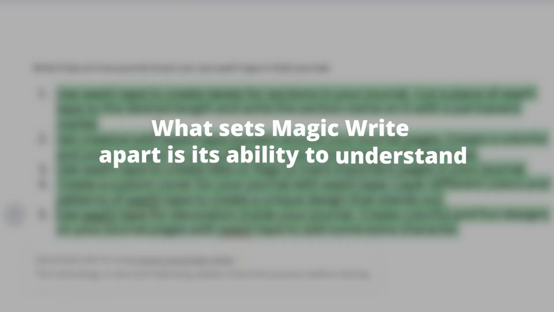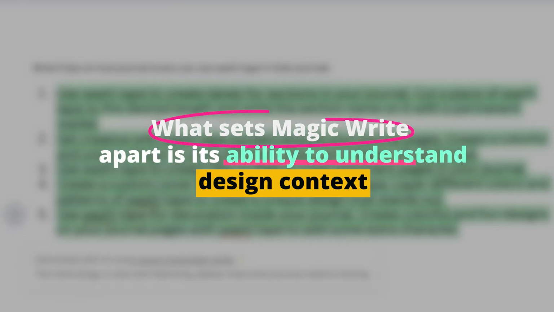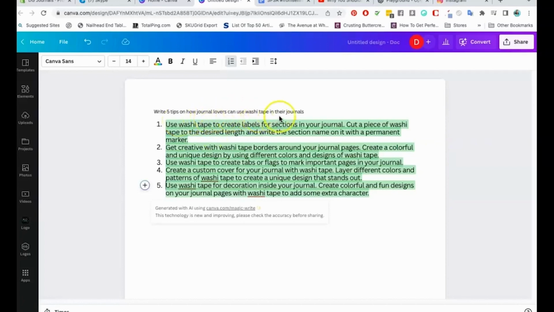What sets Magic Write apart is its ability to understand design context. It doesn't just generate text, it creates content that complements your design's aesthetic and purpose. This integration of text and design streamlines the creative process, making it faster and more efficient.